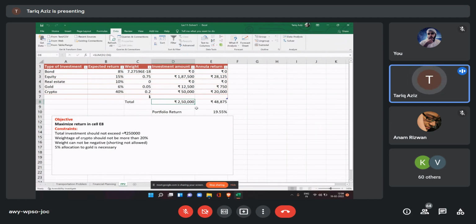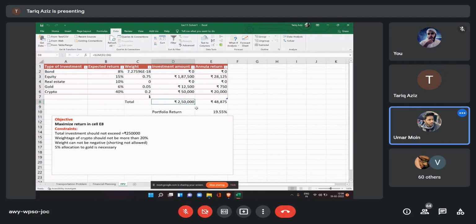If there is any question, clarification, or any query you want to make, So what's the weightage of bonds? It's zero.